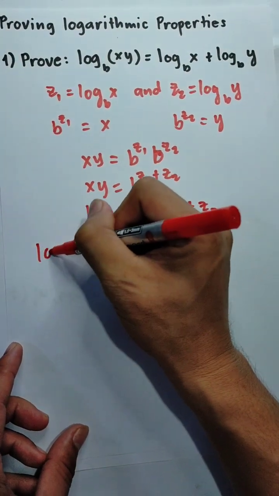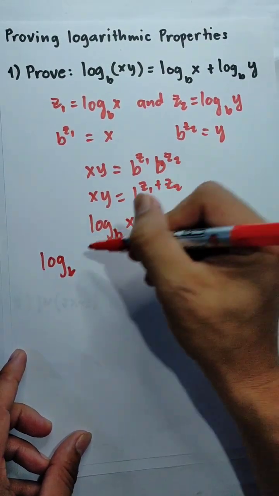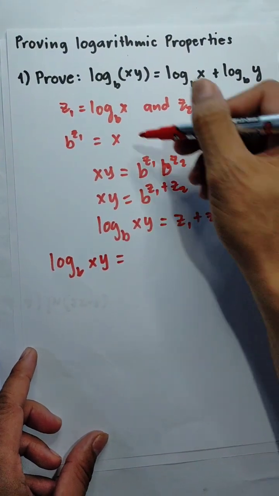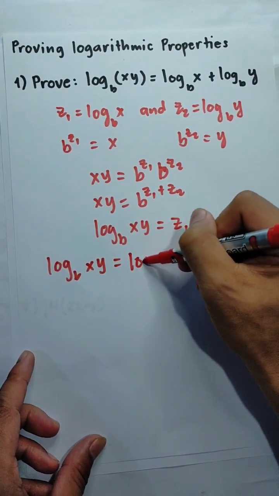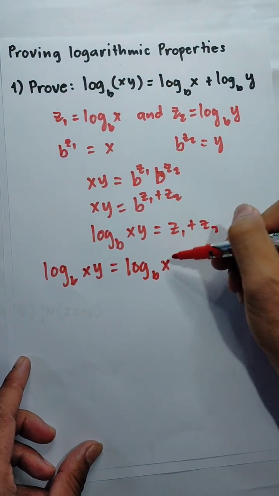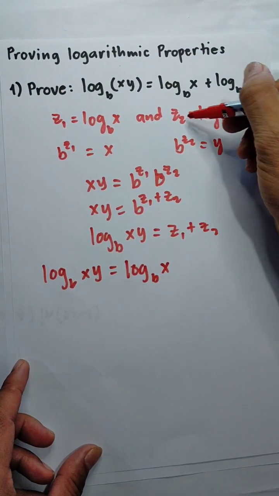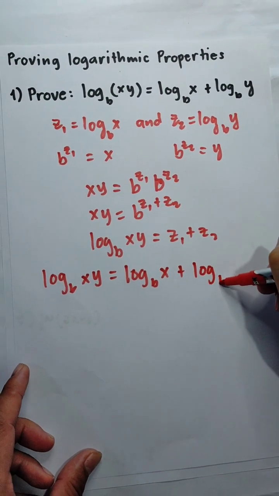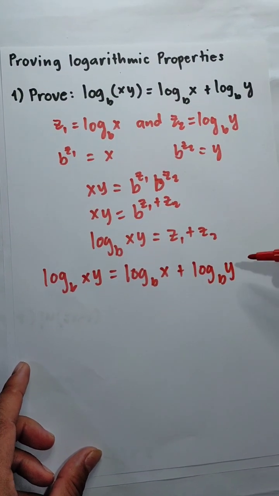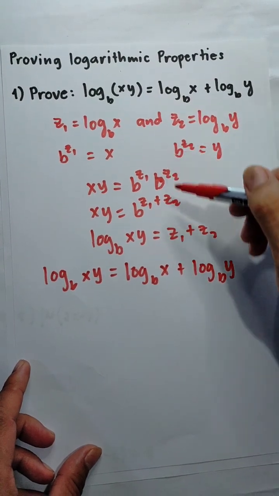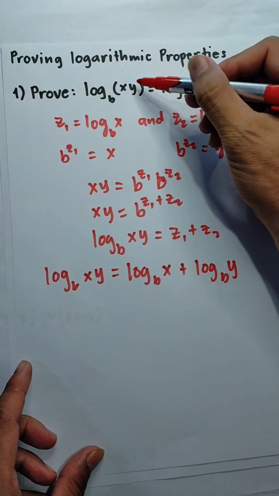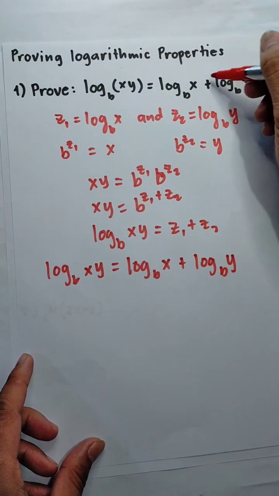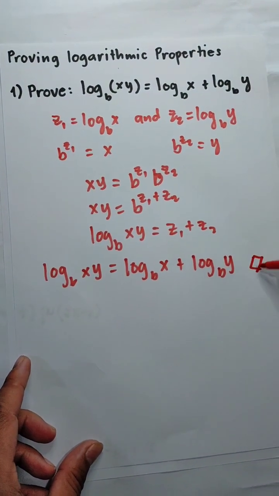Now let's write it here. Log base b of xy is equal to z1 plus z2, where z1 is equal to log base b of x, and z2 is equal to, from the start, log base b of y. And hence we have proven that the log of the product of x and y is equal to the sum of the logs of its factors.